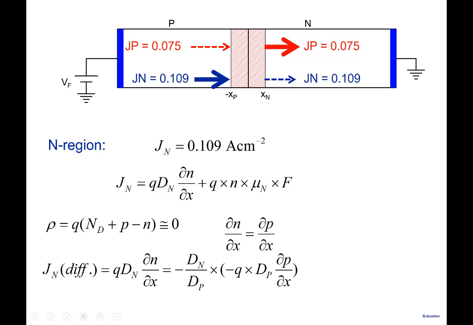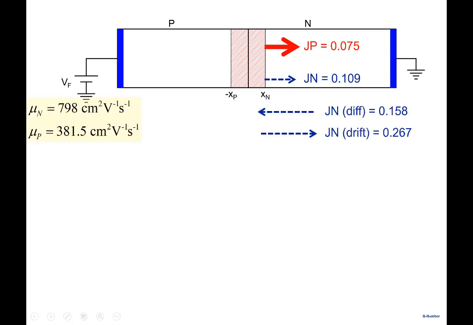Jn diffusion is q Dn del n by del x, which is equal to minus Dn by Dp times minus q Dp del p by del x, is equal to minus 0.158. Jn diffusion is minus. Jn drift is 0.267, because we know the total Jn and we have calculated Jn diffusion. So Jp is 0.075, Jn is so much. I've calculated Jn diffusion and Jn drift. The largest current component in all of this is Jn drift, right? It's neither diffusive, nor minority carrier current. But we know why we are calling it minority carrier current.